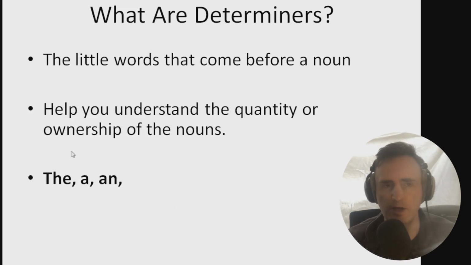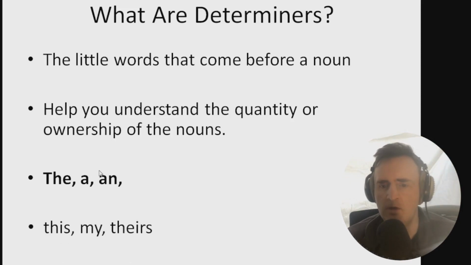So it's going to be words like the, a, an, and everyone doesn't know when to use what. So there's other ones like this, my, theirs. There's all different types of determiners. So the is different than my. And I'm just going to cover these three, the, a, and an, which are articles. And they're pretty straightforward.